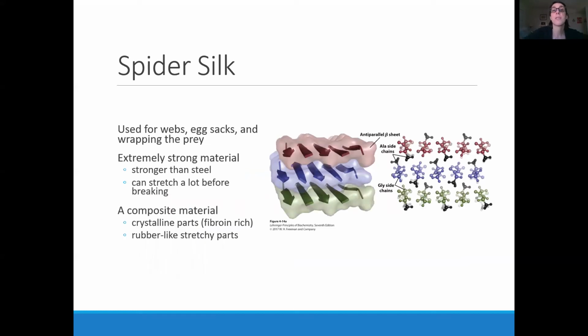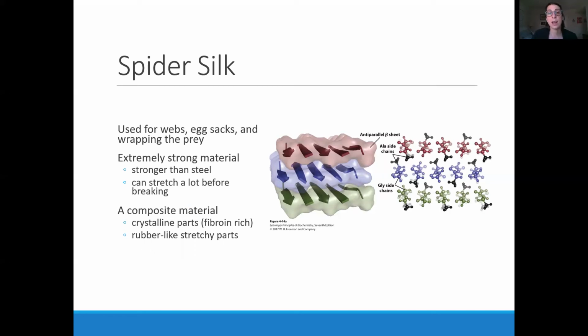The last example we'll give for a fibrous protein is one that utilizes beta sheets instead of alpha helixes, and that is spider silk. So spider silk can be used for webs and spider egg sacs, and even, of course, wrapping of prey. So it has to be very stretchy and versatile, but it also still has to be very strong. Again, this material is stronger than steel at the same diameter, but it can stretch a lot before breaking, and the ability of it to stretch has to do with the fact that it's using these less tense beta sheet formations instead of those alpha helix formations.